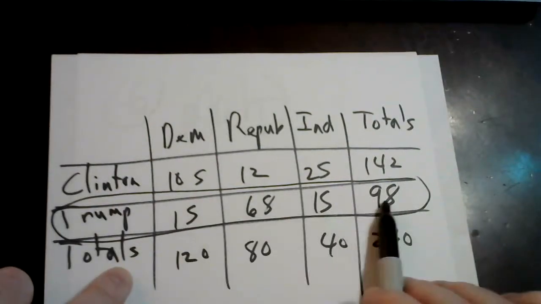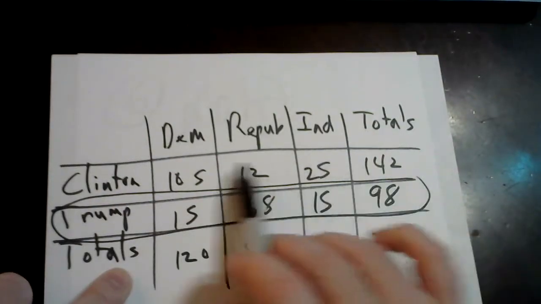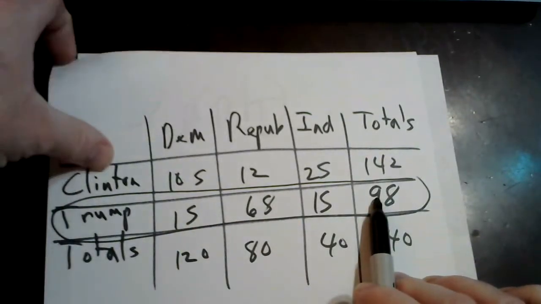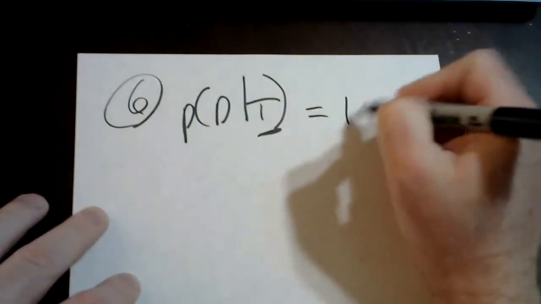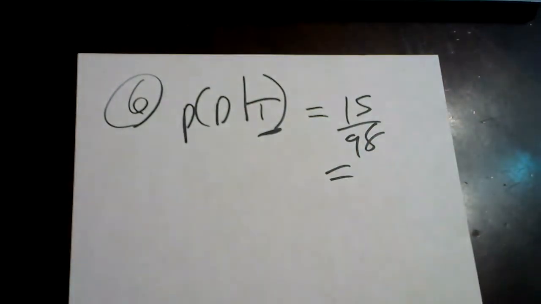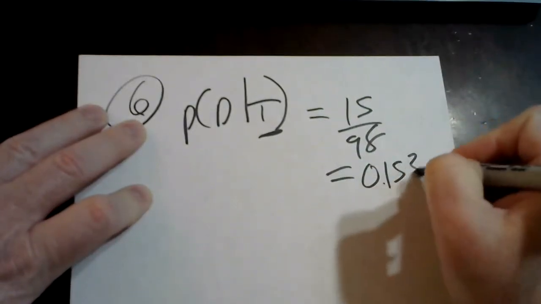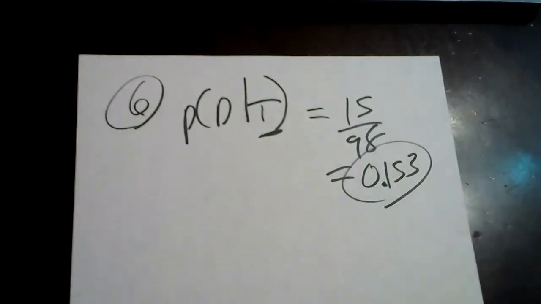So it looks like the answer is 15 out of 98. Because of all the students that preferred Trump, 15 of them were Democrats. So 15 out of 98 is the answer. Let's plug that into a calculator. About 0.153. I'm not sure if they want you to enter this as a fraction or a decimal on your homework. You'll just have to pay attention to the instructions. Let's move on to the next one, which is number 7.